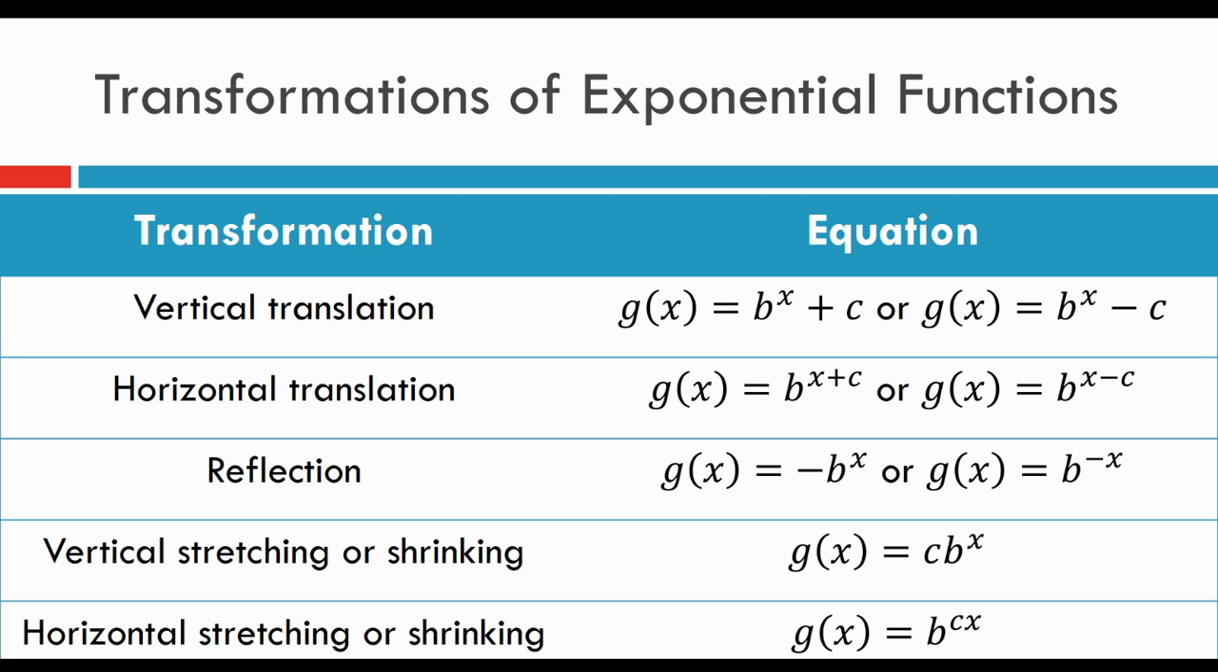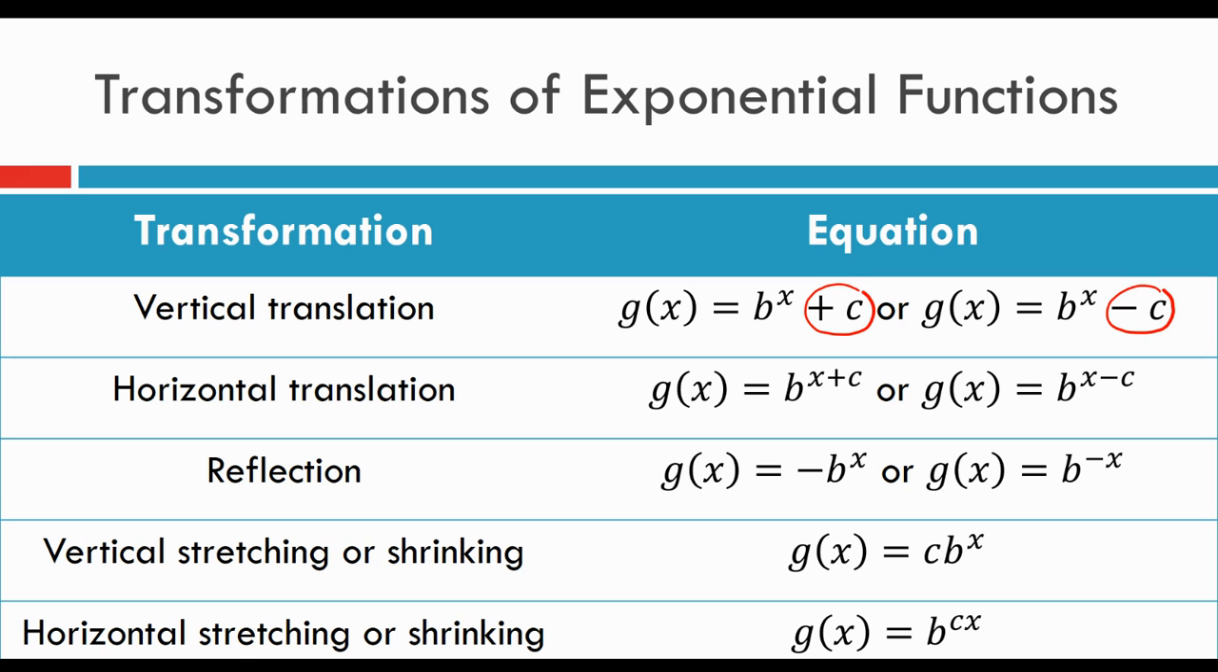So notice that when we're talking vertical translation, we're talking about moving up and down. And notice that that deals with us adding and subtracting a number that is not a part of the base. Okay, C is not a part of B being raised to the power of X. So it's going to be then C, if it's positive, you are shifting up. If C is negative, then you're shifting down.